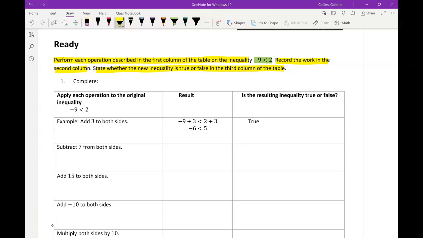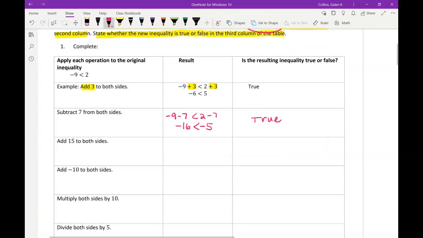So in this example, we could see that they added 3 to both sides of the inequality to get -6 is less than 5, and that's still true. All right, so in the next one, for each of these, we're starting with -9 is less than 2. We're going to subtract 7 from both sides of the inequality. So when I do that, -9 minus 7 is -16. That is less than -5. Well, that is a true statement.